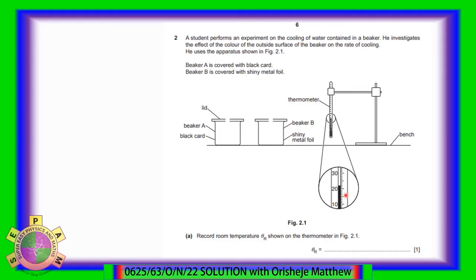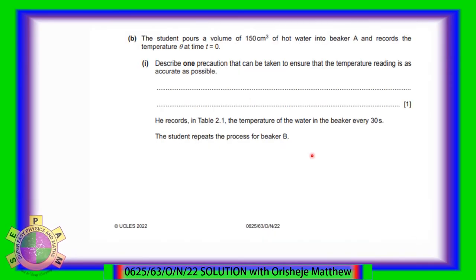So let's read this one. The room temperature, that is the temperature of the room where the experiment is taking place, is recorded by this, and this is the last session. So let's read it. That is 22 degrees Celsius. The student poured a volume of 150 cm³ of hot water into beaker A and recorded the temperature at T naught. That is the initial temperature.